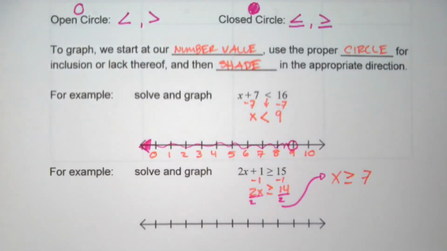So now we're going to write out our number line. So we might start saying -1, 0, 1, 2, 3.